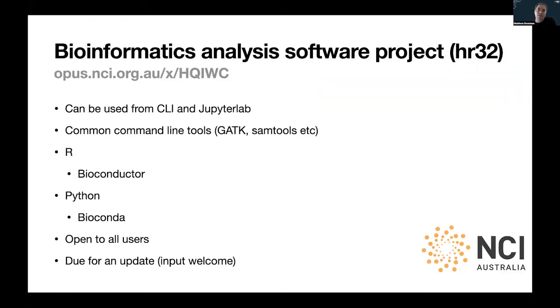So I said I'd come back to the bioinformatics analysis software project, HR32. This has an R environment and a Python environment, and I'll get to those in a moment. So this can be used from both the command line and from Jupyter Lab environments. It contains common command line tools that might be used in bioinformatics, such as GATK and SAMtools, and a set of commonly used R and Python packages that we've identified by consultation with both user groups and by looking at other environments such as the Terra environment.